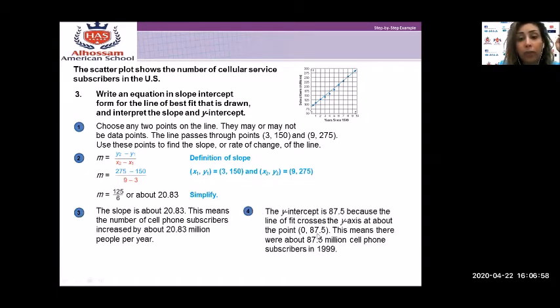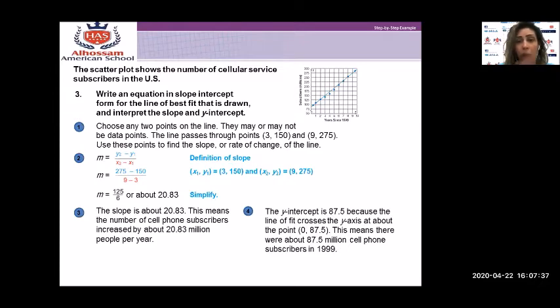The y-intercept is 87.5 because the line of fit crosses the y-axis at about the point (0, 87.5). This means there were about 87.5 million cell phone subscribers in 1999. So how can you get the y-intercept? As we learned before, guys, the y-intercept is the point which intersects the y-axis itself. So the y-intercept here is 87.5.